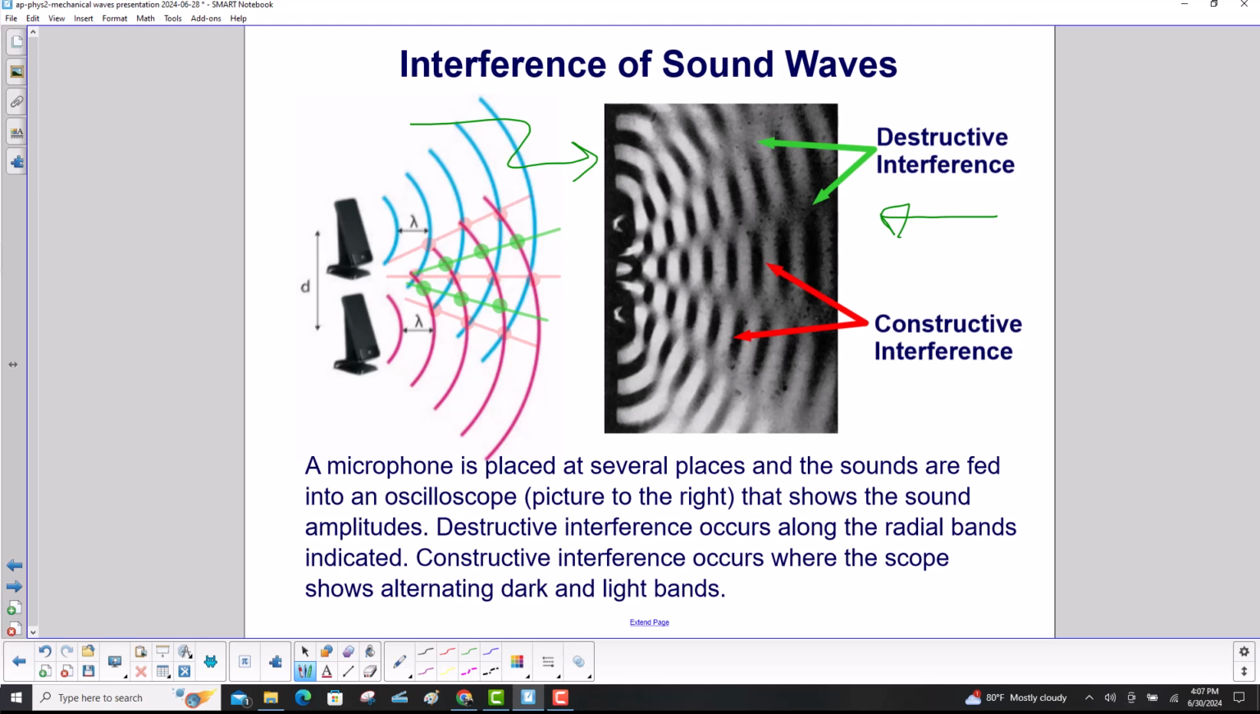Destructive interference occurs along the radial bands indicated. So that's these bands here where you just see a very light color and there's no alternating between dark and light. It's just light. Constructive interference occurs when the scope shows alternating dark and light bands. So here's a dark band, then a light band, then a dark band, then a light band. So that is our constructive interference.